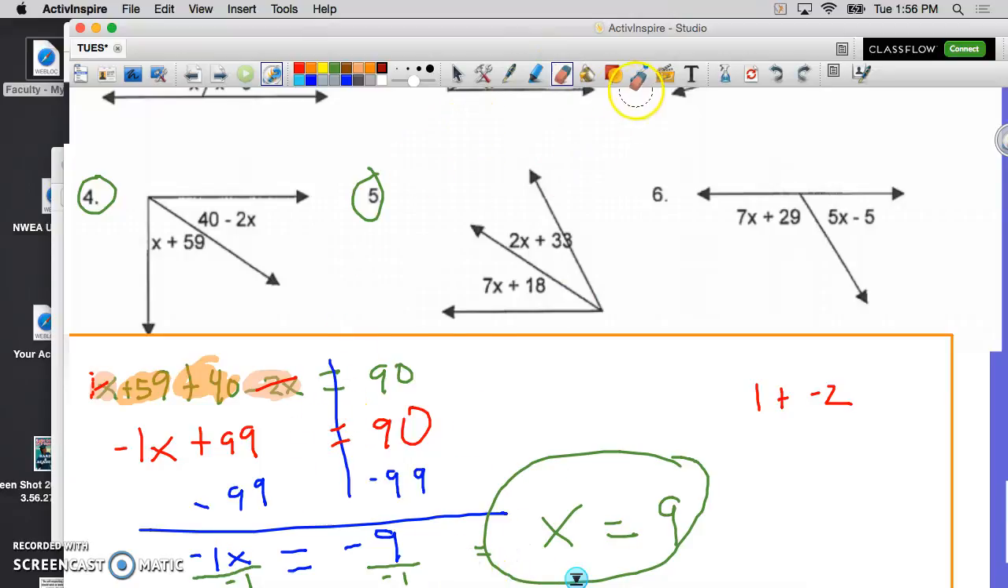So basically, all I did, if you really think about it, was I took this negative off, which means I'm going to take this off. Okay? So x equals 9.